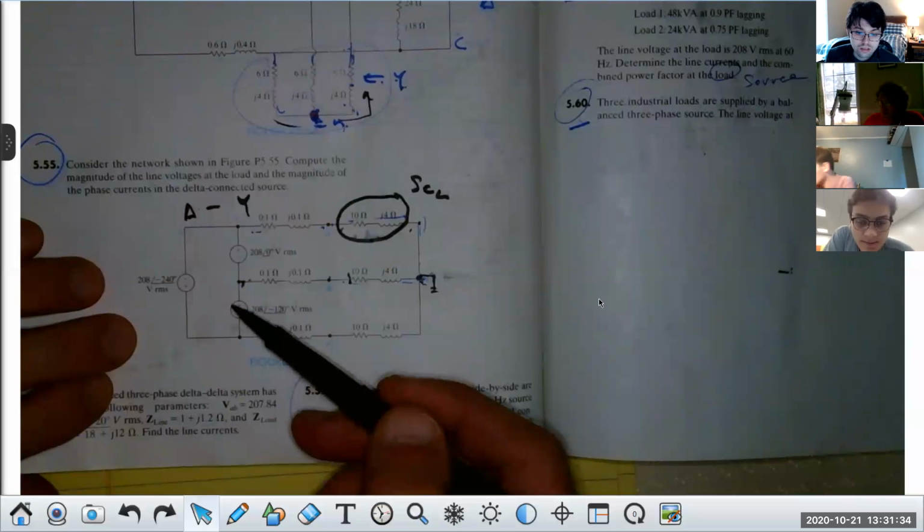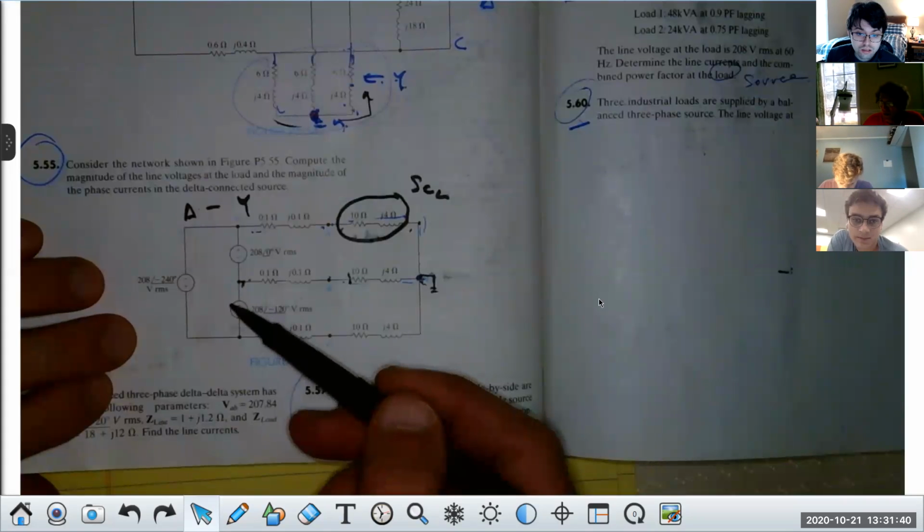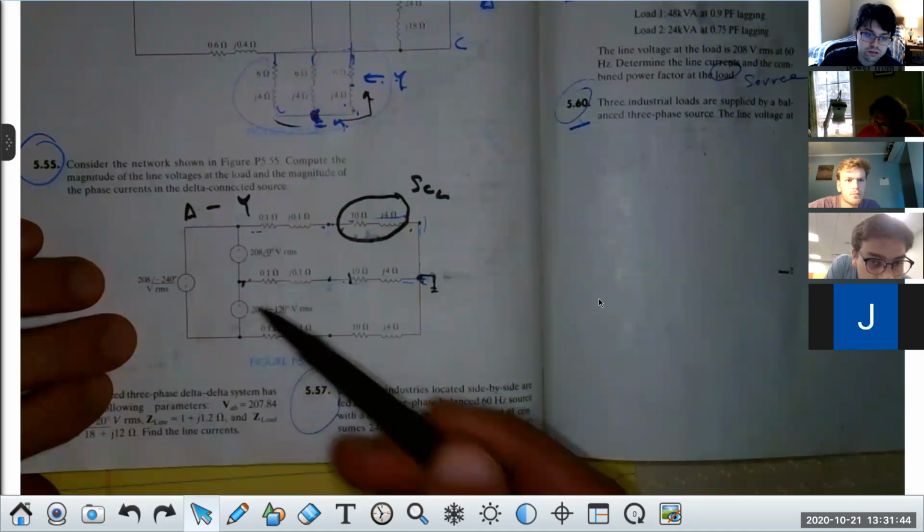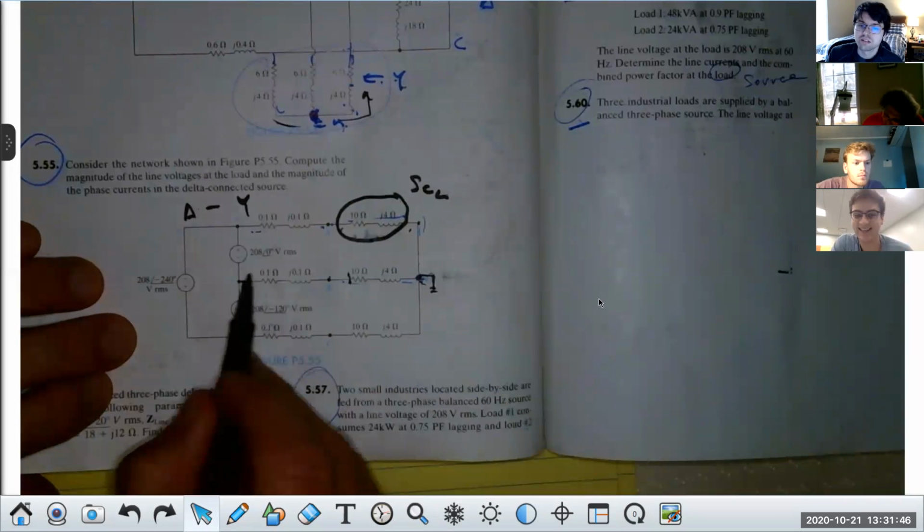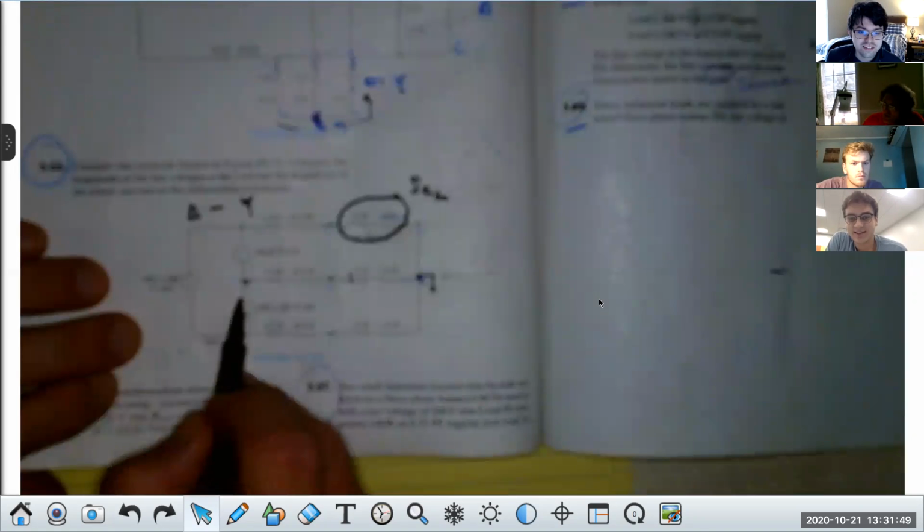Now, if you look at this, again, make sure you can get this. Source is Y, right? Agree? I mean, source is delta, pardon me. Source is delta. That wasn't intention. Do you agree with that, class?